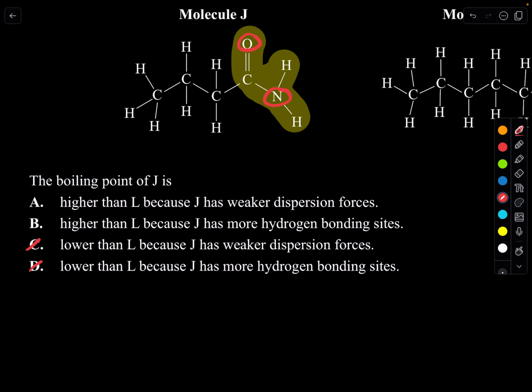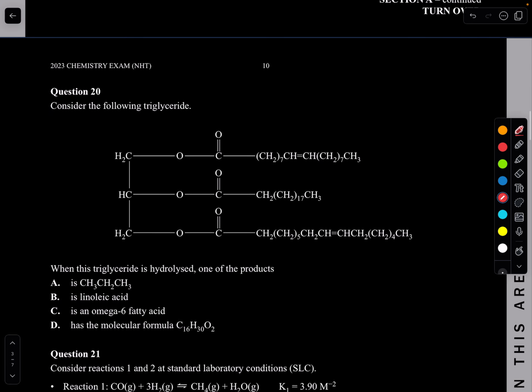B, higher than L because J has more hydrogen bonding sites. Beautiful. B is correct. Remember, it has more oxygens than nitrogens, hence these are the sites for hydrogen bonding. And absolutely, nice, easy question.